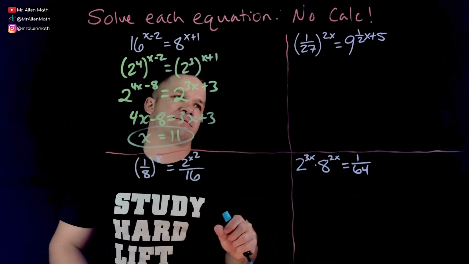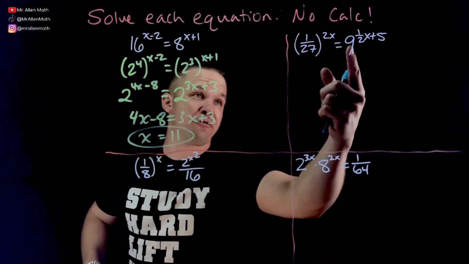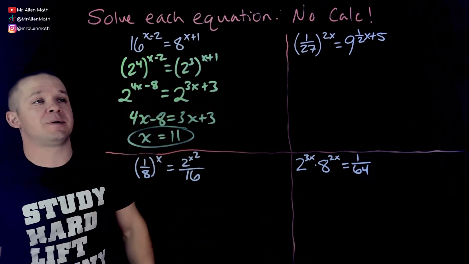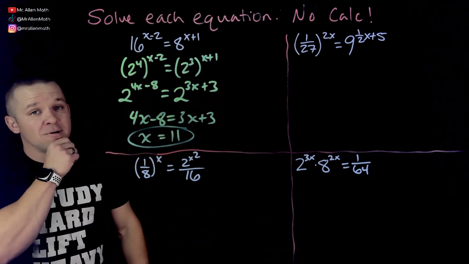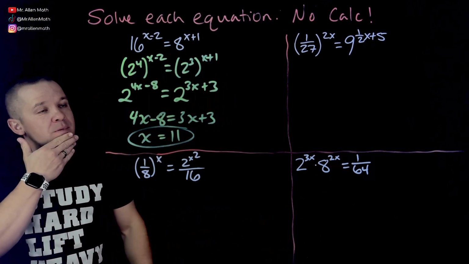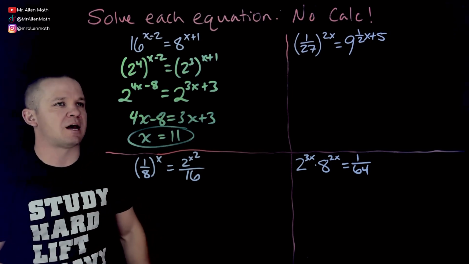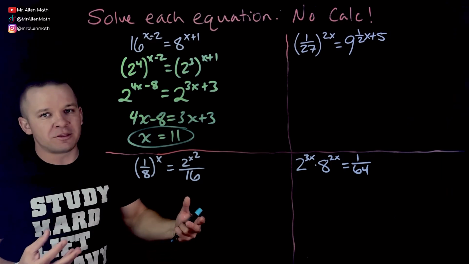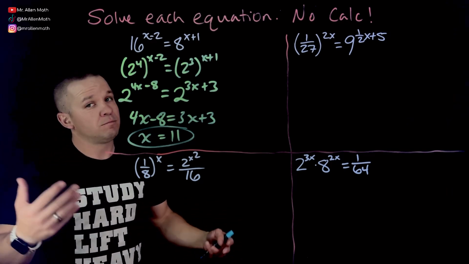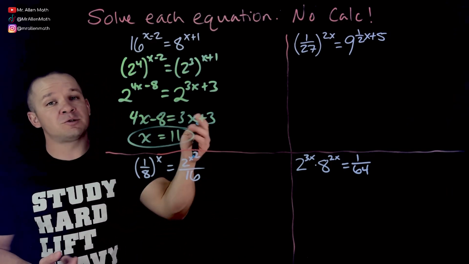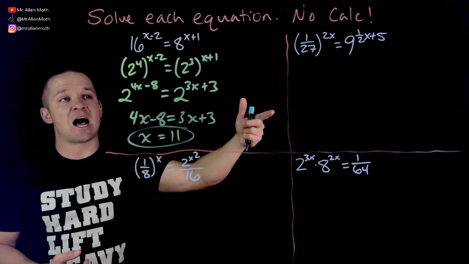Over here, oh boy, I got a fraction. I got another fraction. We have fractions on fractions, man. Stacks on stacks, racks on racks. What do we do? Well, let's just ignore the 1 over 27 for now. Just 27. Think about 27. Think about 9. Could I write those with the same base? 3. 3 to the third is 27. 3 to the second is 9.